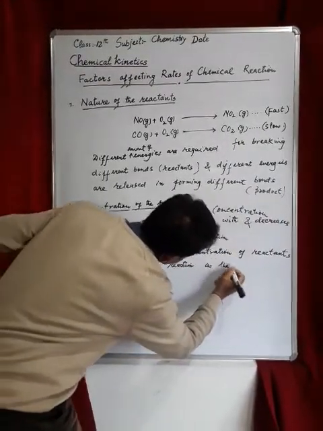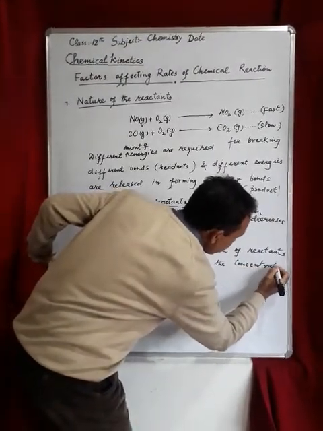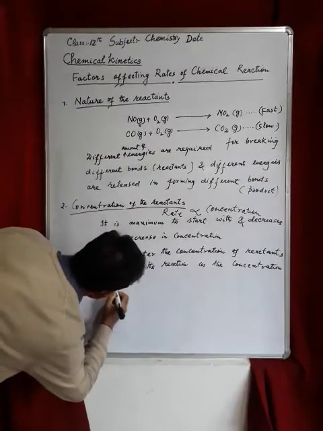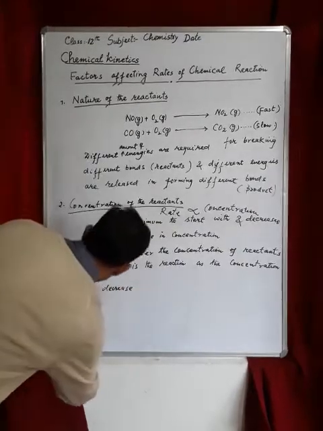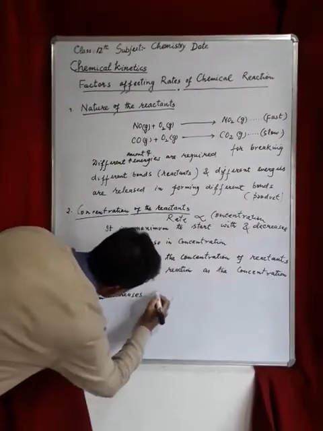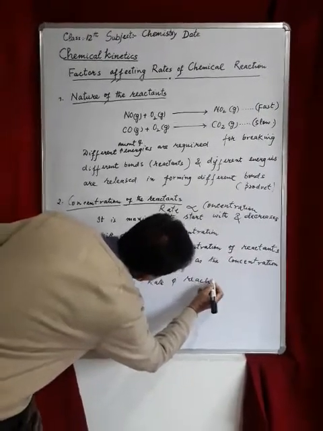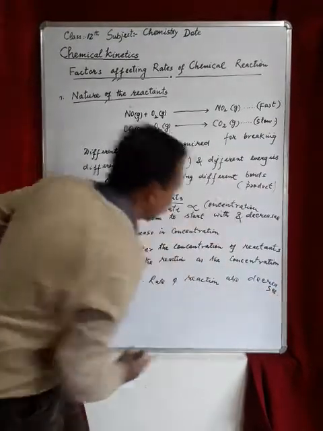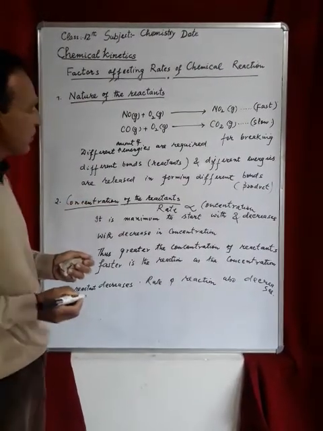As the concentration of reactant decreases, rate of reaction also decreases. This was the second factor, that is concentration of the reactant.